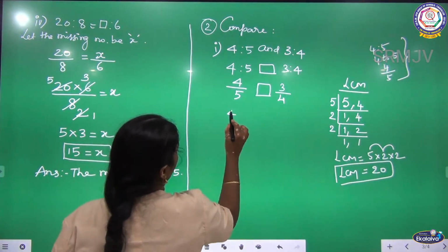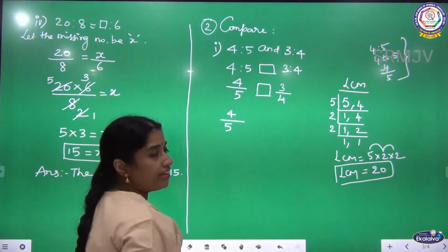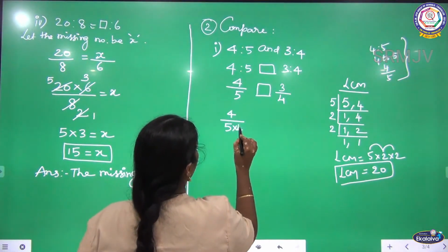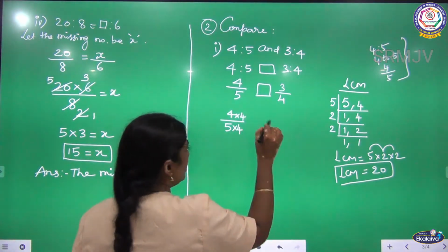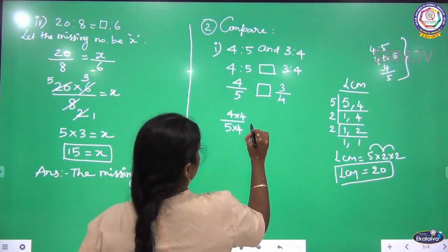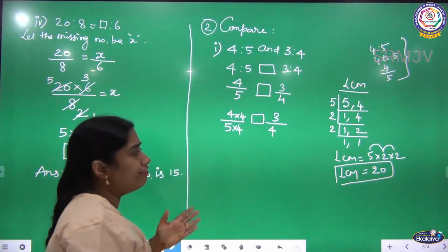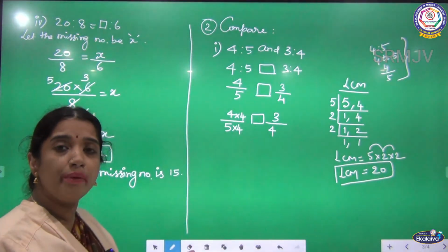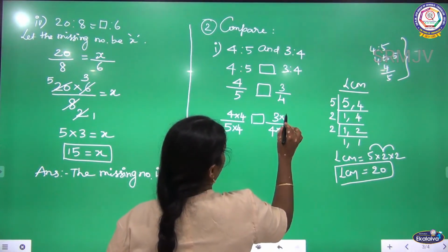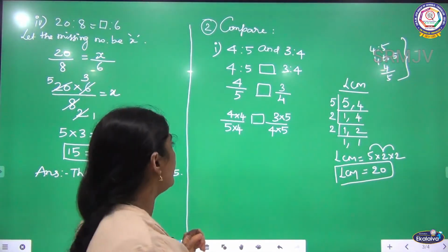Now listen, come here. See, 4 by 5. Already in the denominator you have 5. How do you make it 20? By multiplying by 4. What you do in the denominator, the same thing you have to do in the numerator. Now 3 by 4. Already 4 is there. How do I make it 20? By multiplying by 5. What you do in the denominator, the same thing should follow in the numerator.